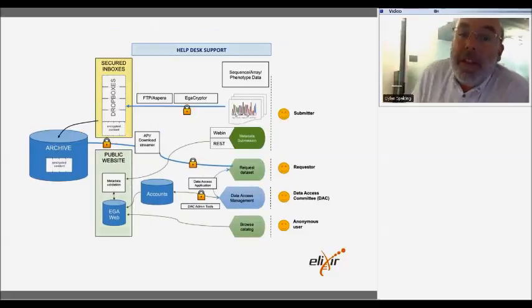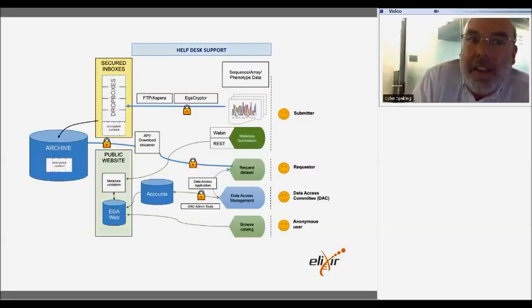If we add a submitter to this, then the submitter can upload data via the EGA encryptor, which encrypts the data from the submitter's computer and uploads it via SFTP or Aspera to a Dropbox. And they can also submit the metadata via Webin or REST, which I'll talk about in a minute. Once the metadata has been submitted, the file data in the secured inboxes is then processed into the archive. And once the study or data set has been released, it's then available for download.